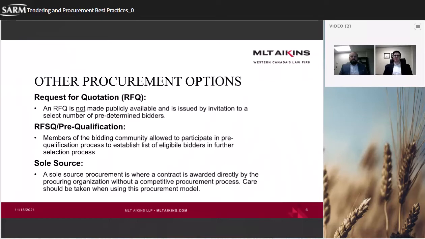And then there's sole sourcing, where you award it directly to someone without running a competition. There's always a risk there from a trade agreement perspective: unless you fall within a recognized exception to the trade agreements, sole sourcing is dangerous. A lot of care should be taken with choosing any procurement model, but particularly sole sourcing, where we often see people run into problems.